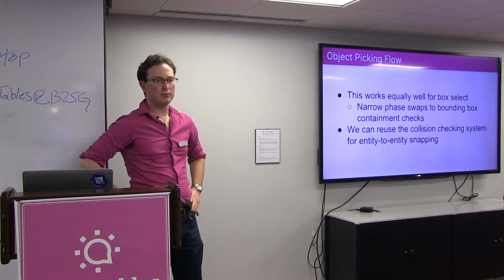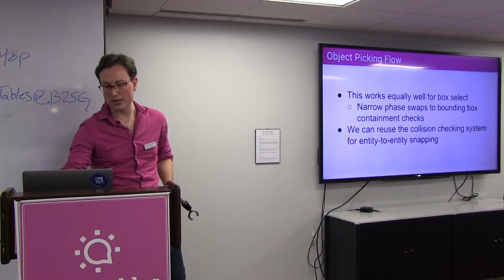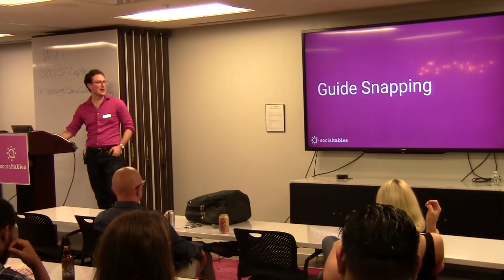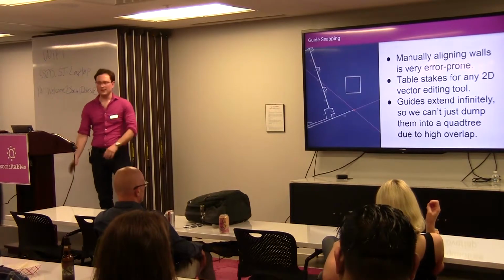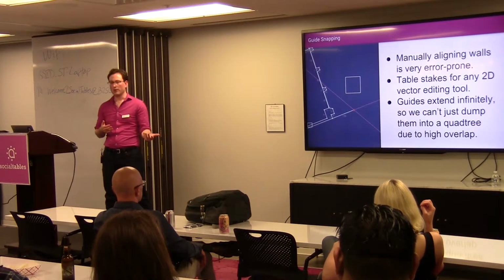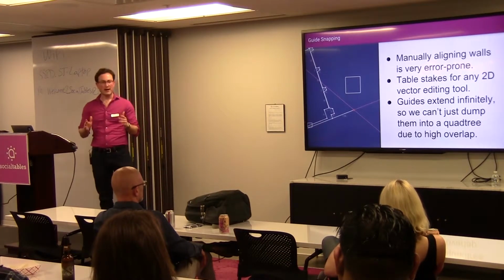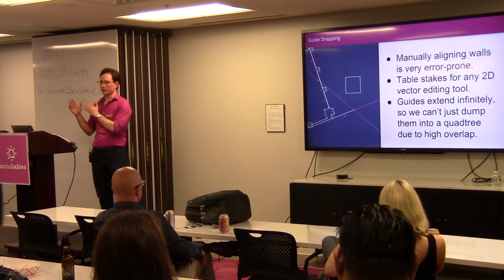Box select is a pretty trivial extension of that. You're just doing polygon checks or polygon bounding box checks. Let's talk about guide snapping for a second. Now, guide snapping is kind of interesting. It's something we don't think about in CAD tools, but when you use something like PowerPoint, or Google Slides, or maybe Blender, you expect to be able to align things to other things.